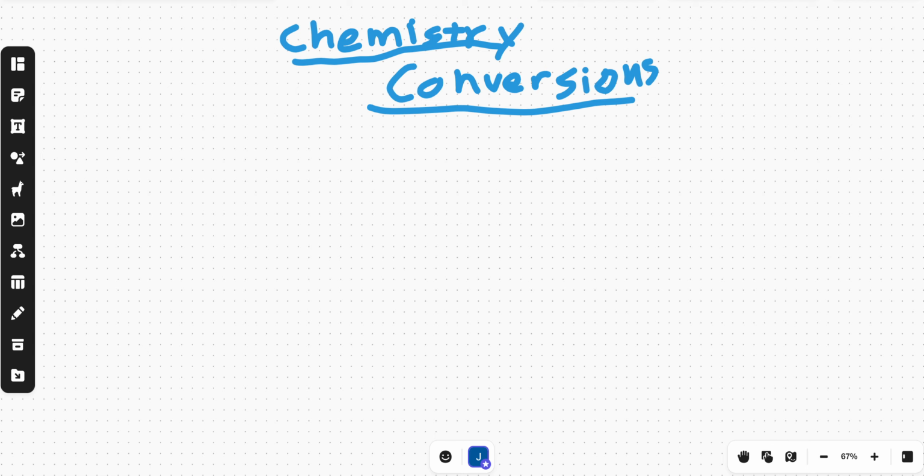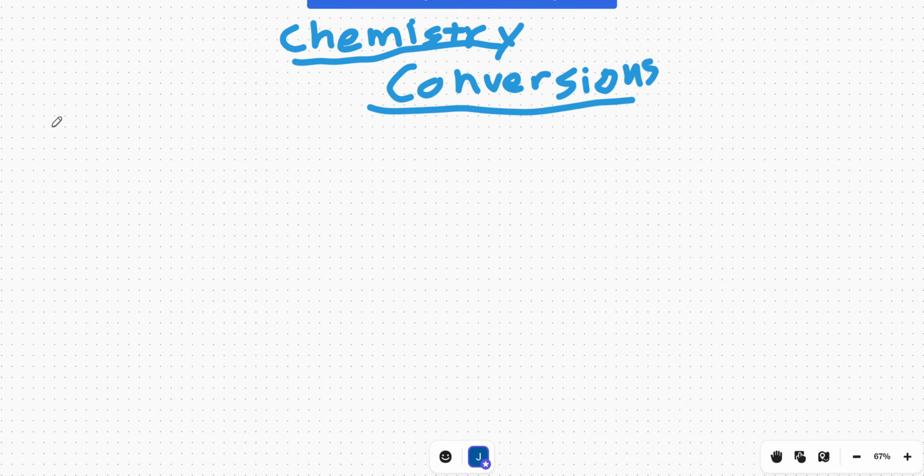So let's get started. When it comes to conversions in chemistry, one of the most important things to understand is units. We must understand the units that we're dividing by and that we're using. A big unit that's commonly used in chemistry is moles. Moles are essentially how we measure most things in chemistry.